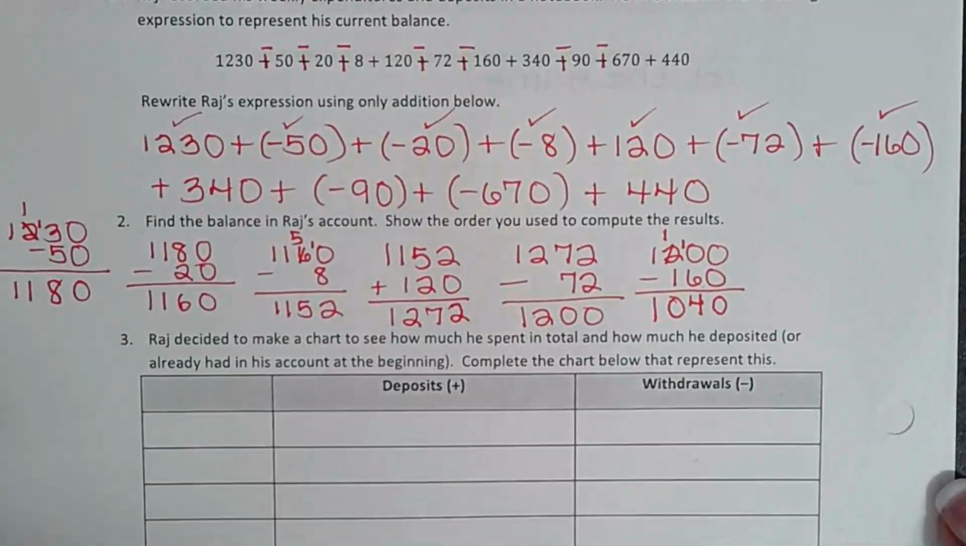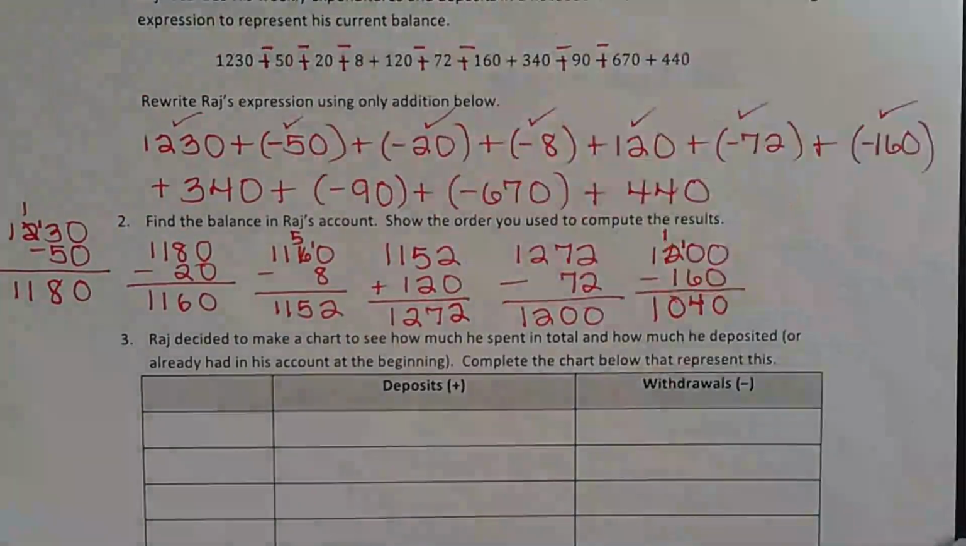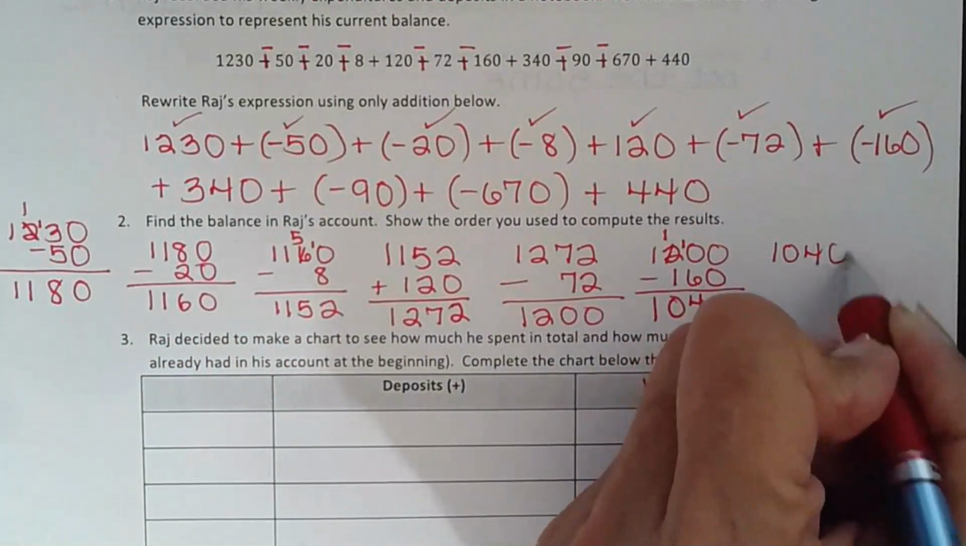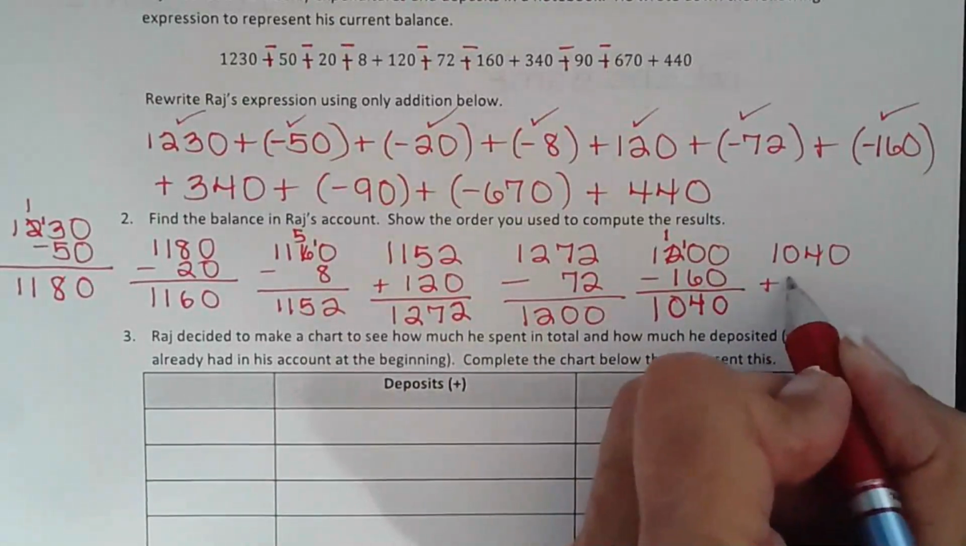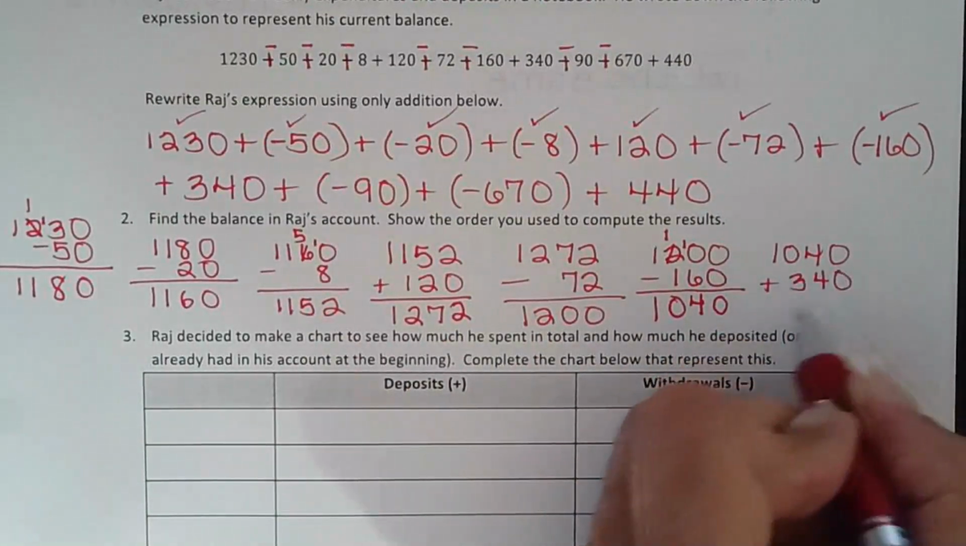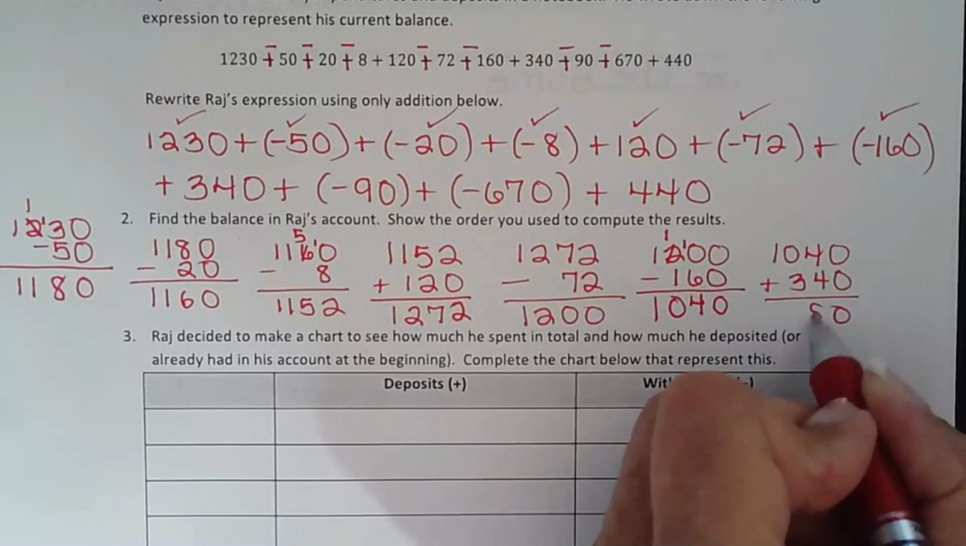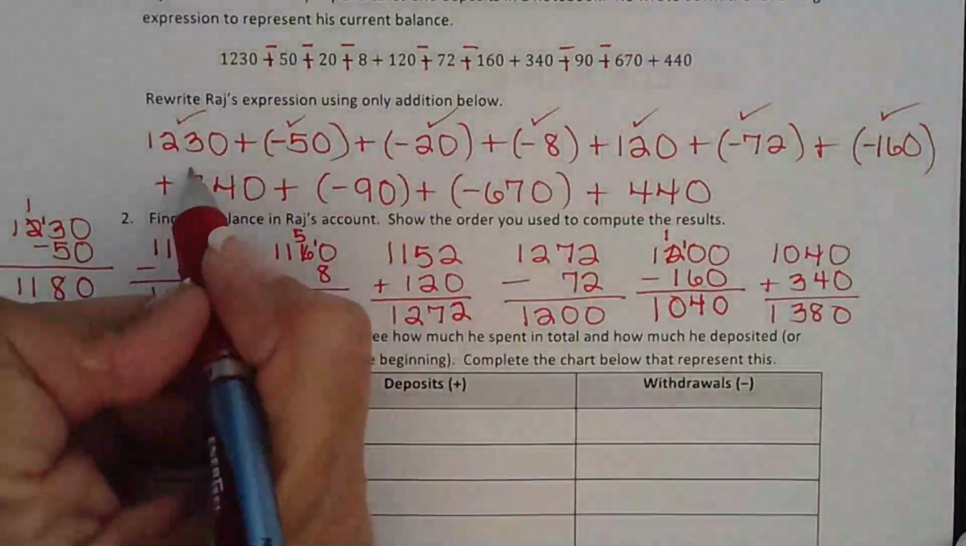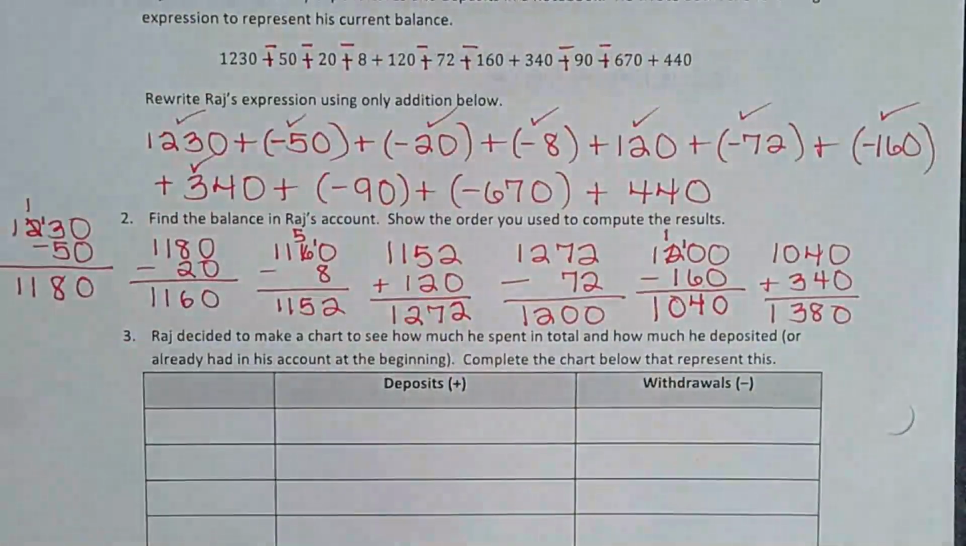I think we're going to run out of space before we do it. So 1040 plus 340 is 0, 8, 1380. Done. Now we need to subtract 90.